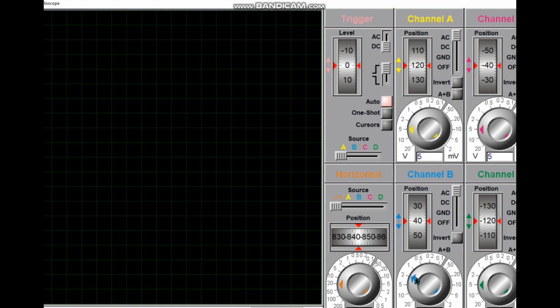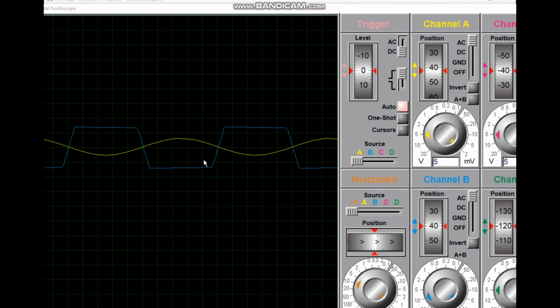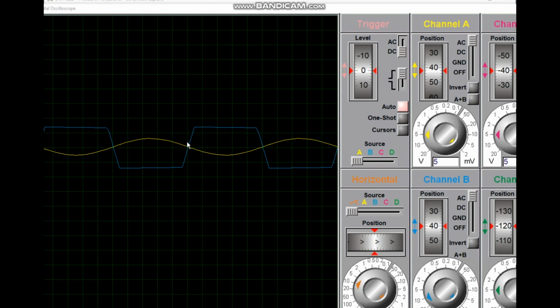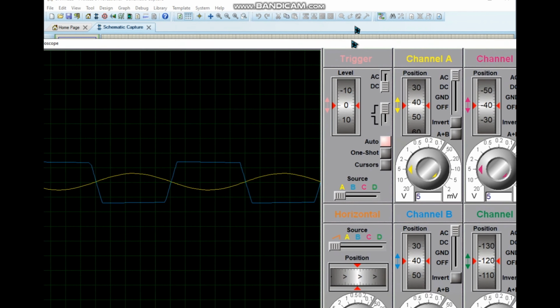By making knob settings, we can change the value also. For our inverting amplifier, we see the sine wave starting from 0 degree, and the blue shape will be starting with a 180 degree phase shift. So we see blue is the inverting amplifier. We know inverting means the signal is inverted by 180 degrees, so it's proved that it's an inverting signal.